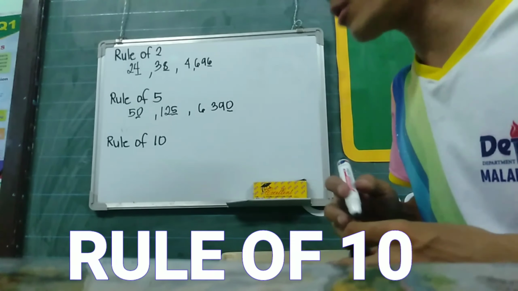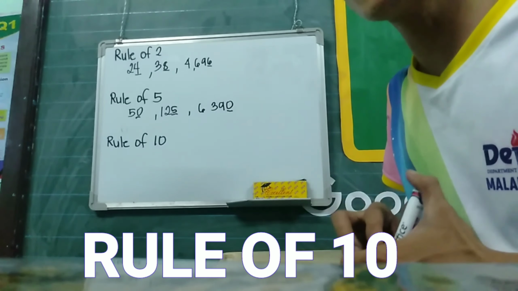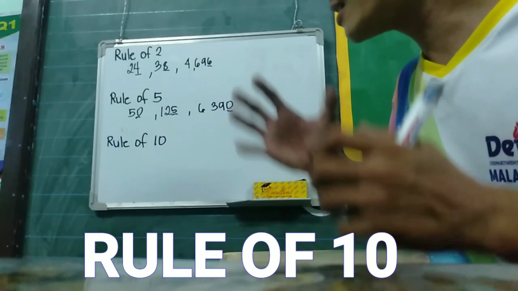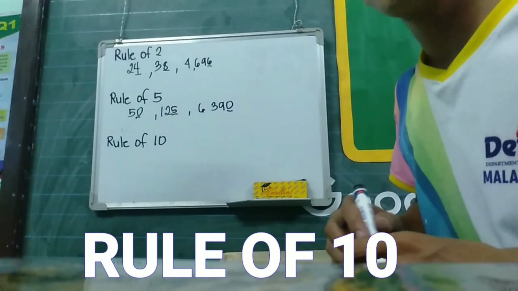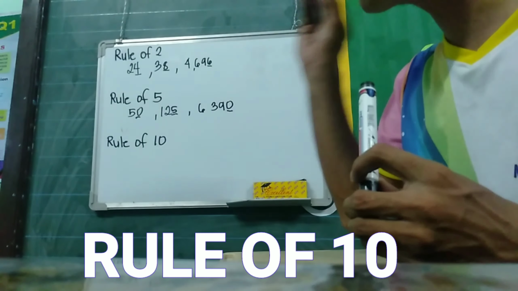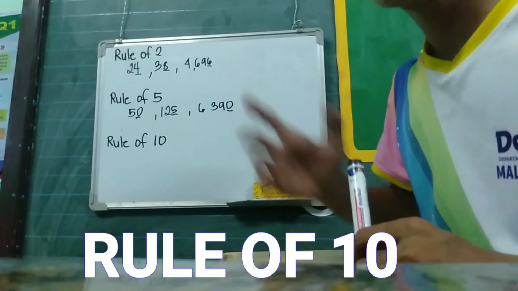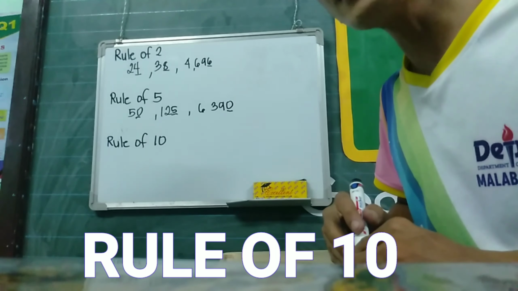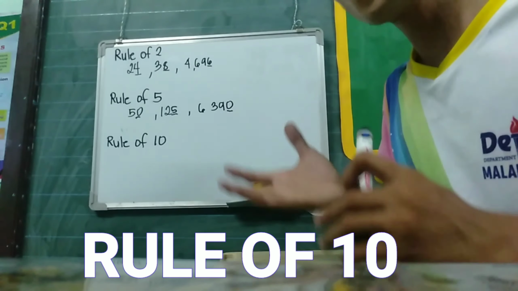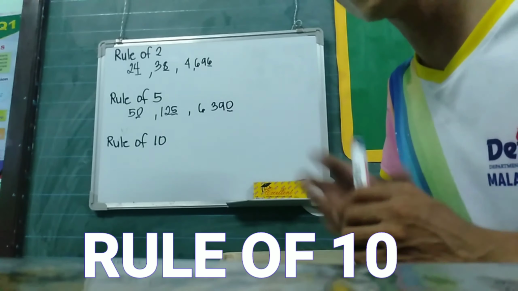Now let's proceed to the rule of 10. When can we say that a number is divisible by 10? Very simple. This is the easiest rule among others. Why? Because you will just simply look at the last digit. If the last digit is 0, meaning the number is divisible by 10. Example, 10, 20, 30, 40, 50, 60, 70, 80, 90, and so on and so forth.